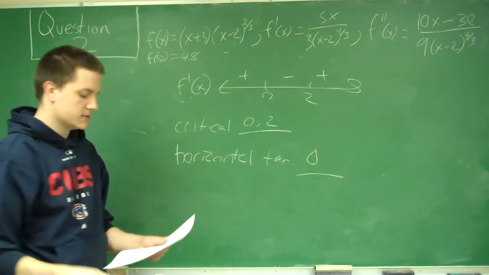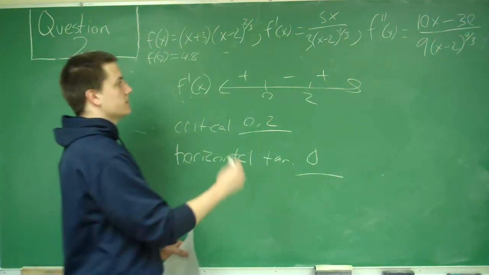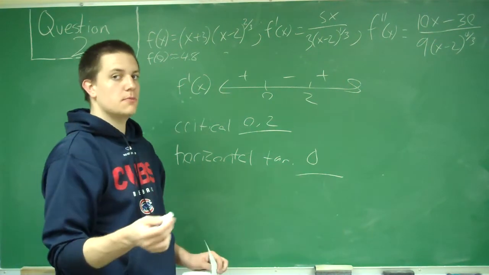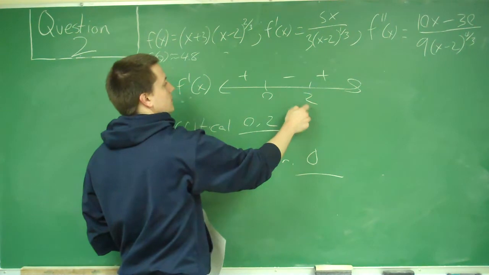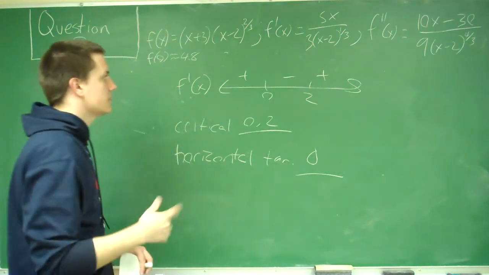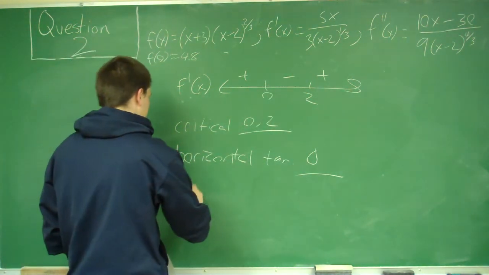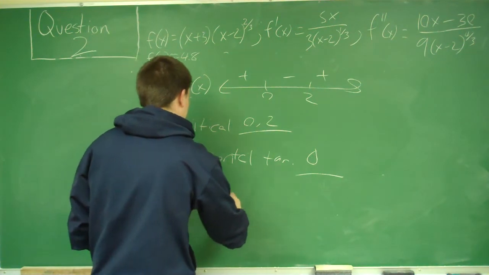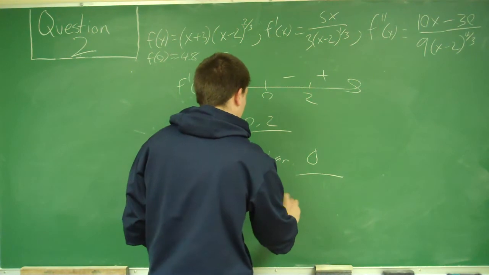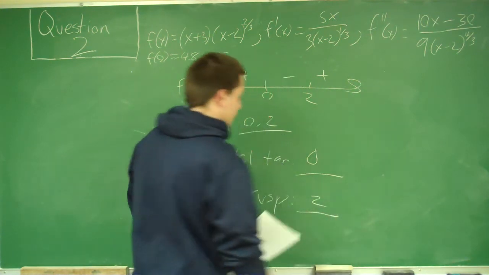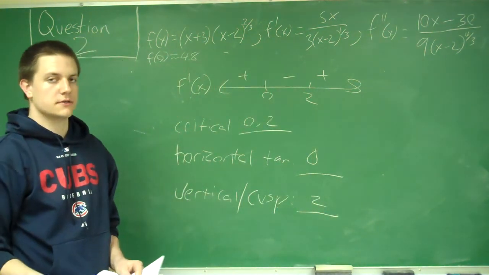Alright, and then next it says, when does it have a vertical tangent? So vertical tangent is when you have an infinite slope, and infinite is when you divide by 0. So 2 is when we were actually dividing by 0, so we had 0 in the denominator. So we're going to have a vertical or a cusp at 2. Alright, so that's for part 3.